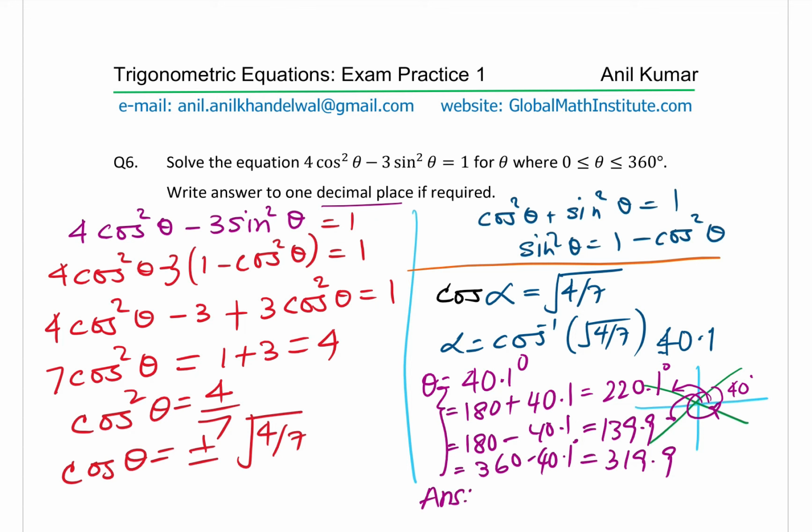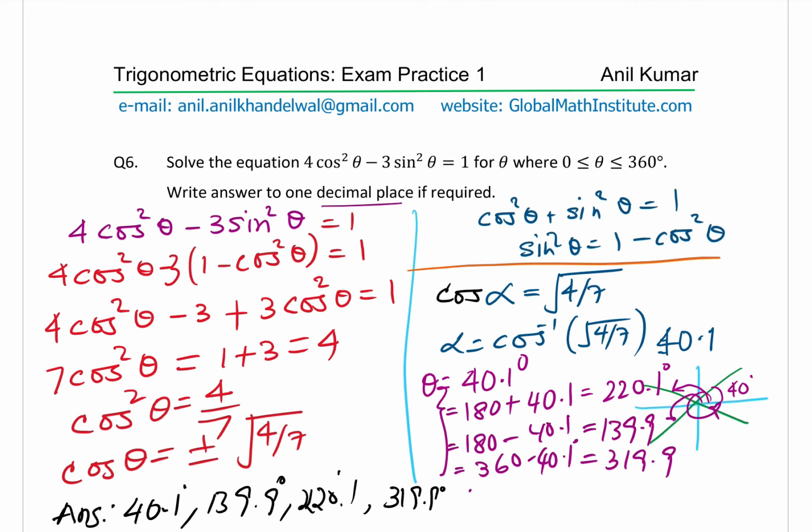So our answers here are, let me use the space as such. We have answers as 40.1 degrees, 139.9 degrees, 220.1 degrees, and 319.9 degrees. Correct? So that is how we find the solutions of such equations.